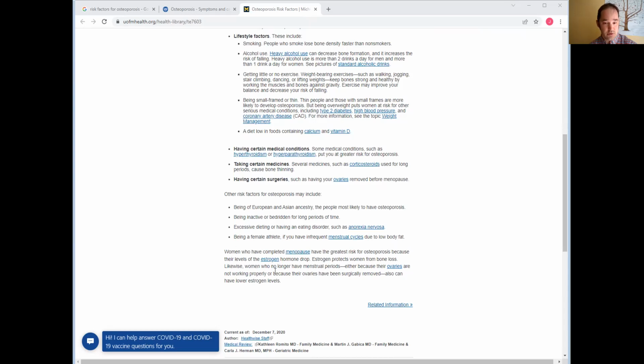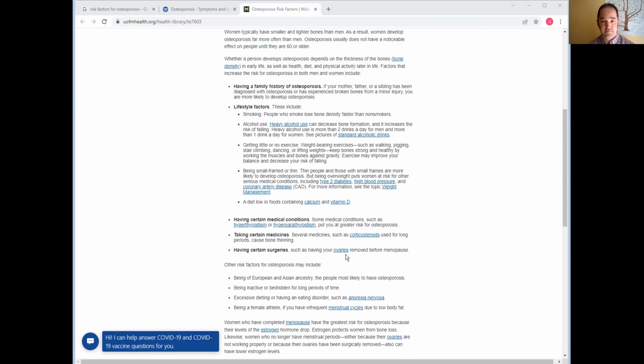Age, so if you're older, if you're female, if you have gone through menopause and you have lower levels of estrogen. Estrogen has a protective effect against bone loss. And so women who are postmenopausal are a big risk group for osteoporosis.